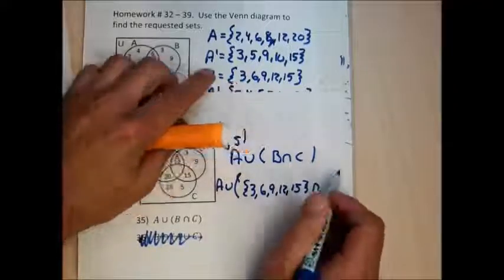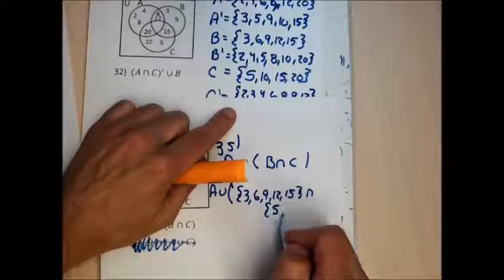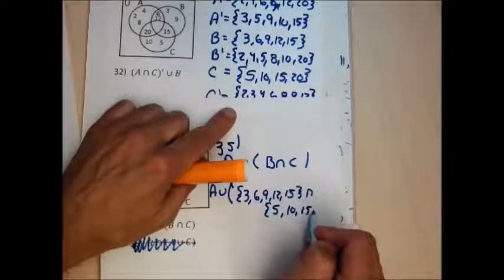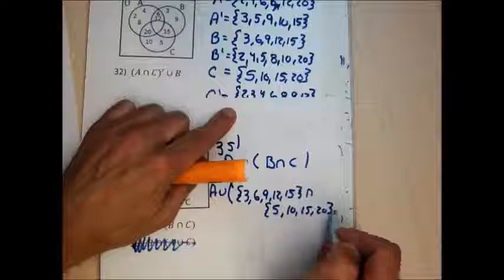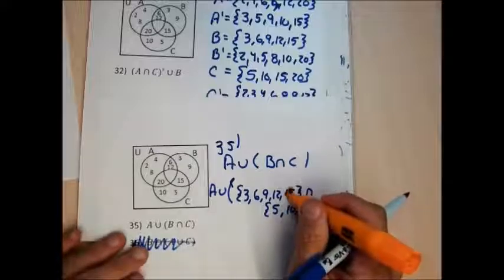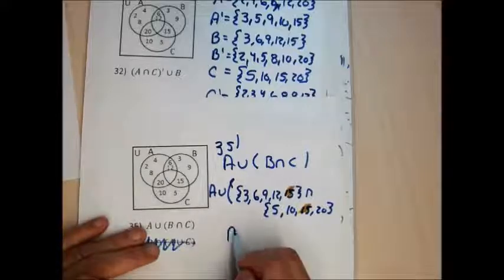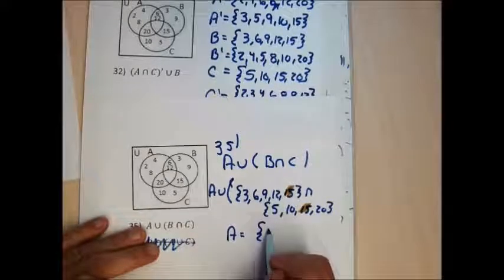And then the intersection symbol, and for C, 5, 10, 15, and 20. So I'm going to intersect these two sets by finding out what B and C have in common. And what B and C have in common is just the lonely number 15. So the parentheses is going to simplify to just the number 15.